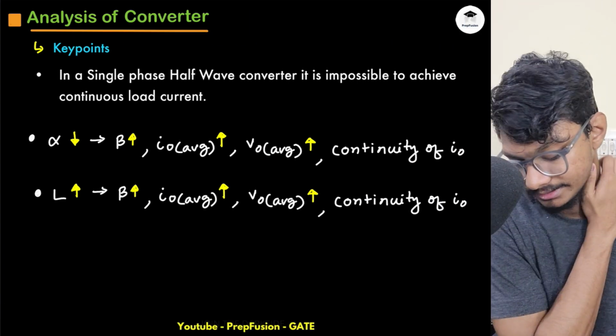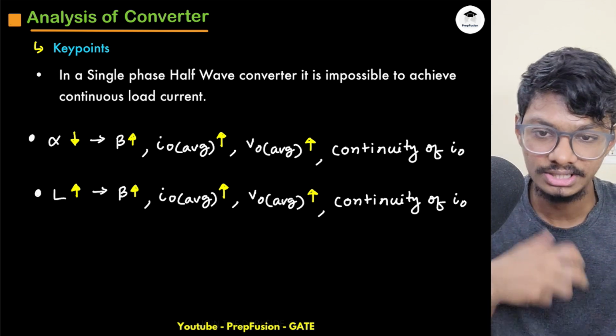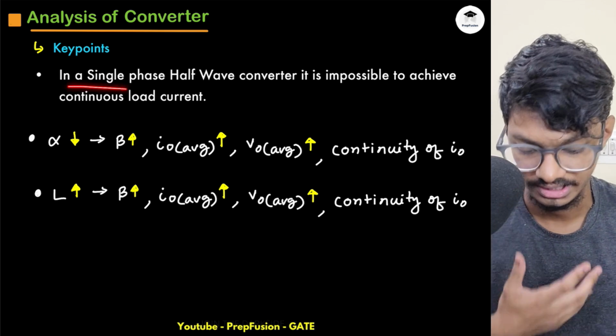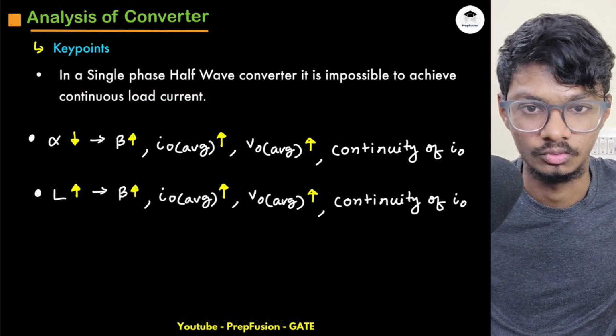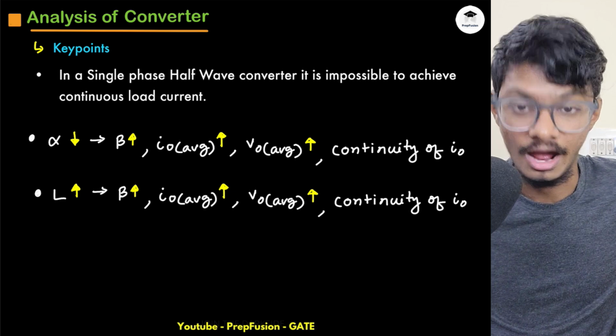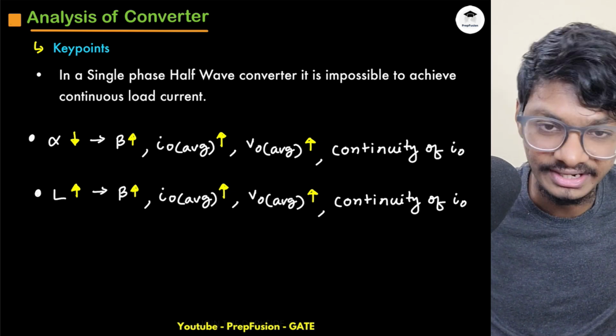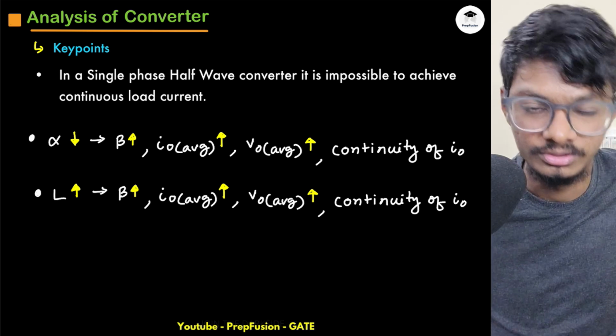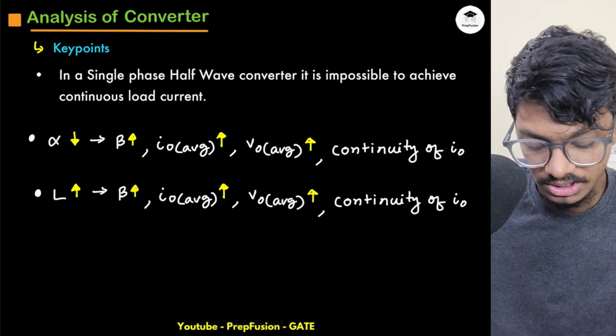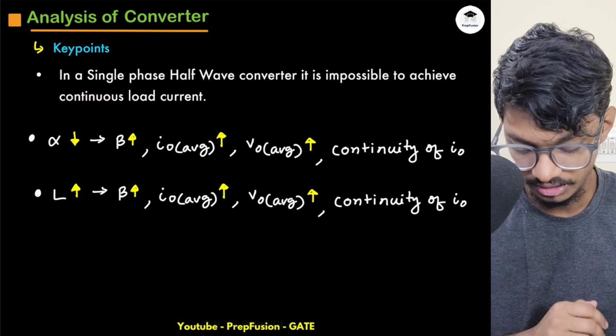One key point that we must understand is that in a single phase half wave rectifier, it is impossible to achieve continuous load current. That's why we don't use half wave, because it is very hectic. Even though in full wave we require more devices, I will explain that when we study full wave, we use it because there we can easily achieve continuous load current.